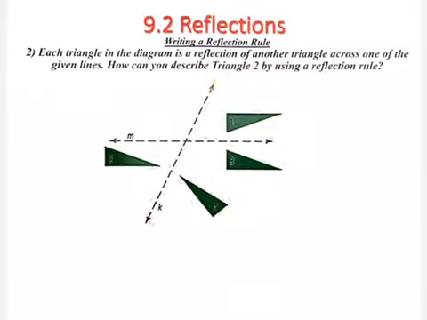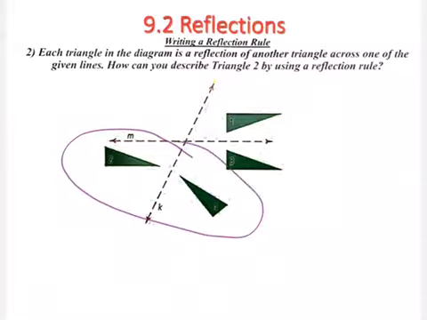Each triangle in the diagram is a reflection of another triangle across one of the given lines. How can you describe triangle 2 by using a reflection rule? Well, clearly, triangle 2 is a reflection of 4. So to describe this reflection, I would do a reflection across the line K. And the thing that I'm reflecting would be triangle 4. And that's going to give me triangle 2.